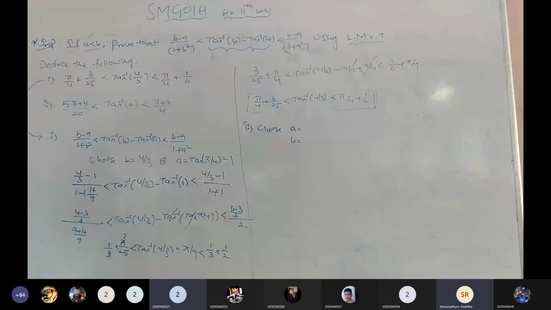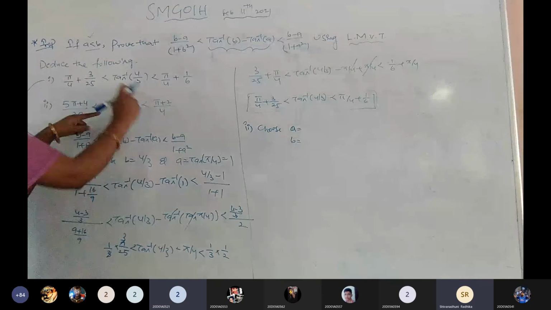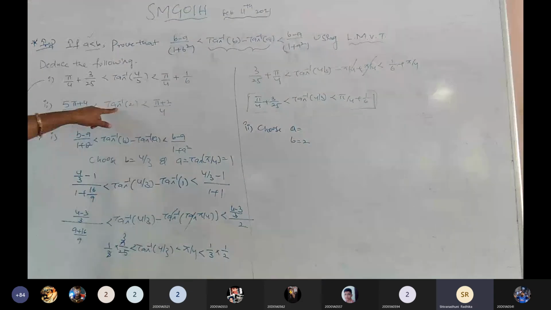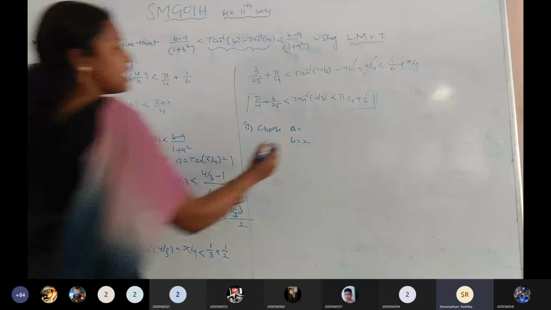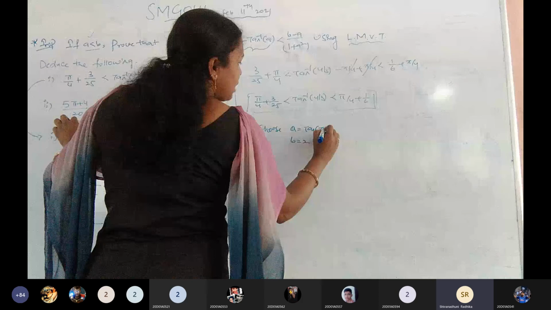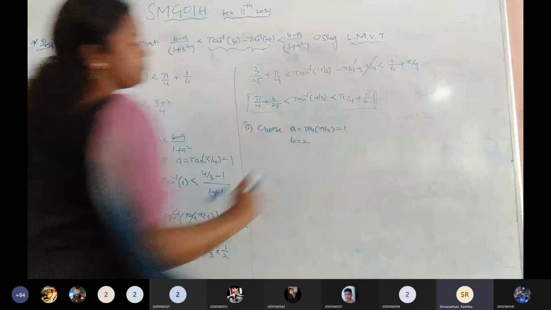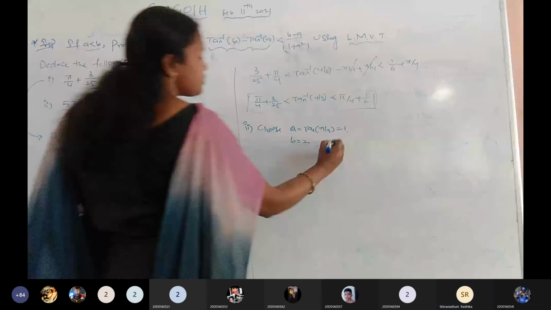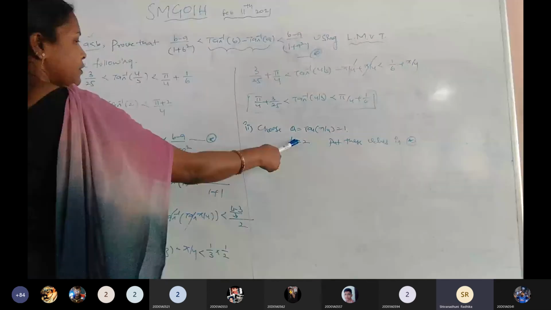B equal to 2. Yes, very good. The middle value is the B value, that is 2. And this is 5 by 4 only. What is the A value here? Tan of 5 by 4, so that is also 1. A equals 1. Substitute all values in the equation, this star. B equals 2 and A equals 1.